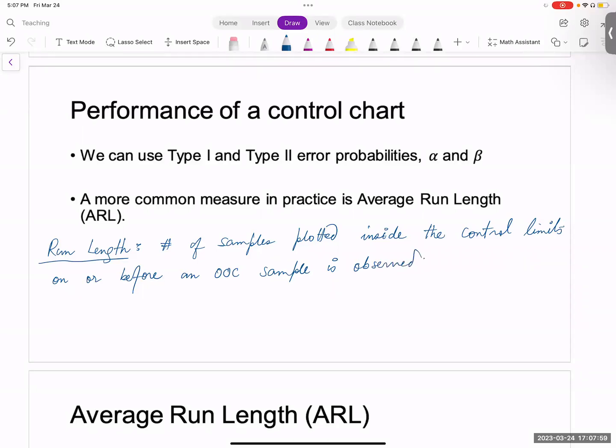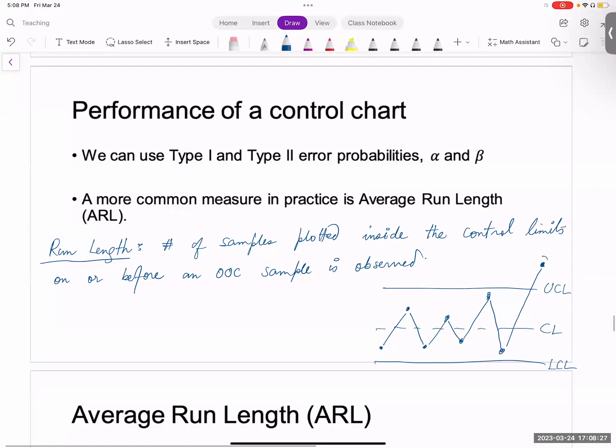Okay, so let's look at an example. Imagine you have a control chart, and then you have some, let's say, central line, you have UCL, you have LCL. Okay, now let's say you're observing some data points. Let's say this is the first data point, second data point, third data point. All of these are inside. Fourth one is inside, fifth is inside, sixth is inside, seven is inside, and then the eighth one is outside. So in this case, your run length is 8. It's on or before an OOC sample is observed. So that gives you a run length of 8 in this case.